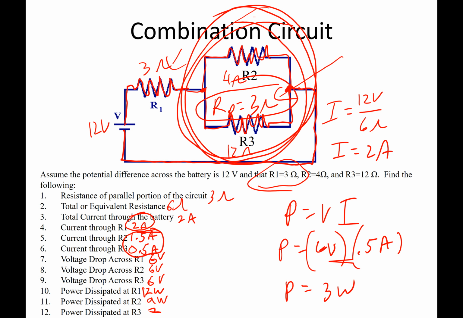So if these resistors were light bulbs, light bulb number 1 would be the brightest, then light bulb 2, and light bulb 3 would be the dimmest. More power dissipated means brighter light bulbs.